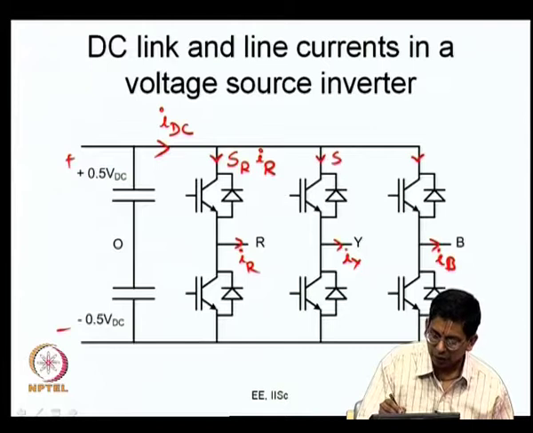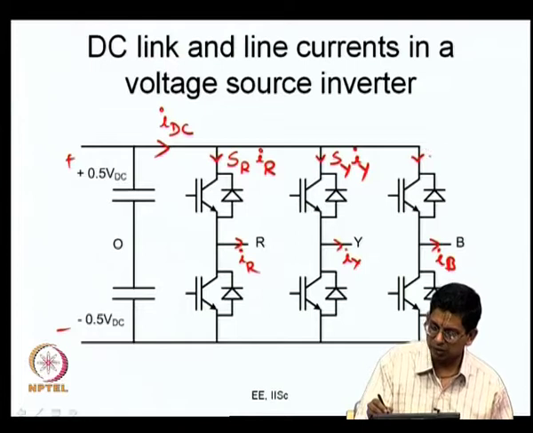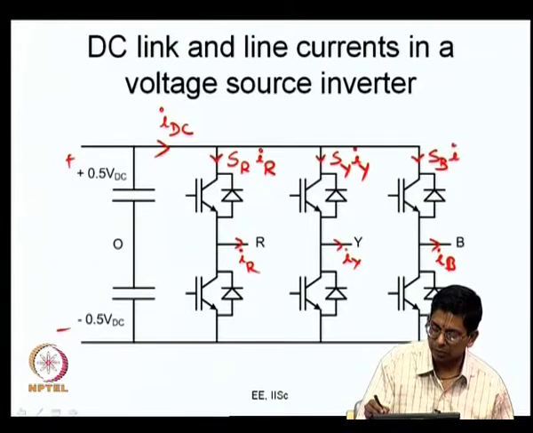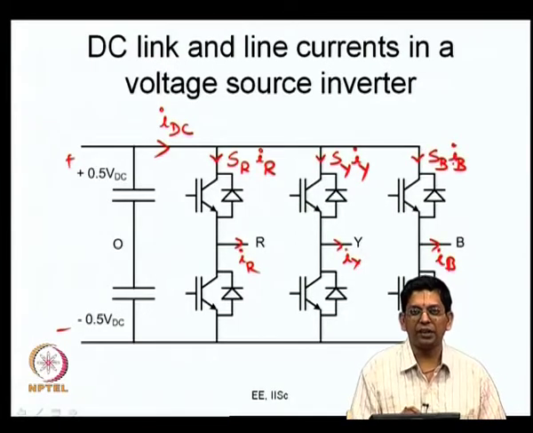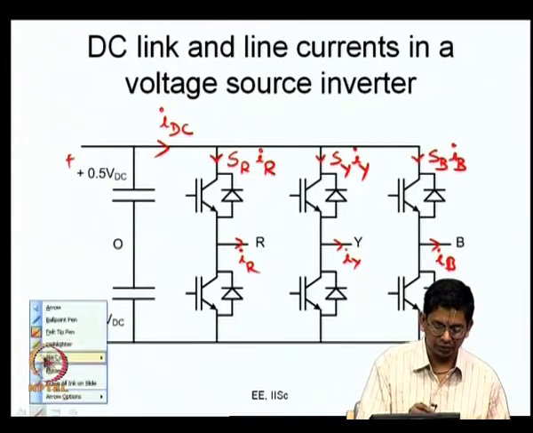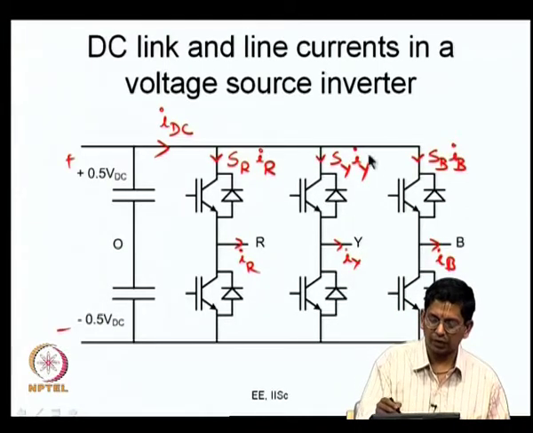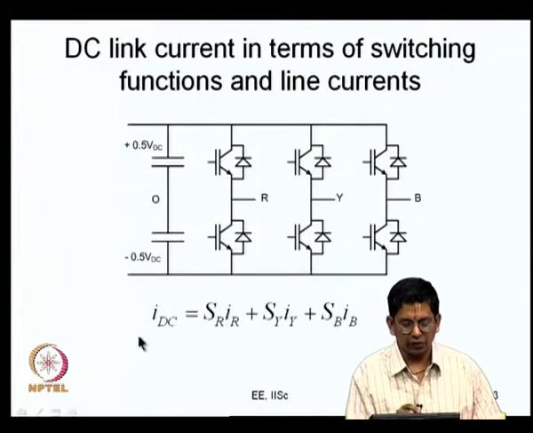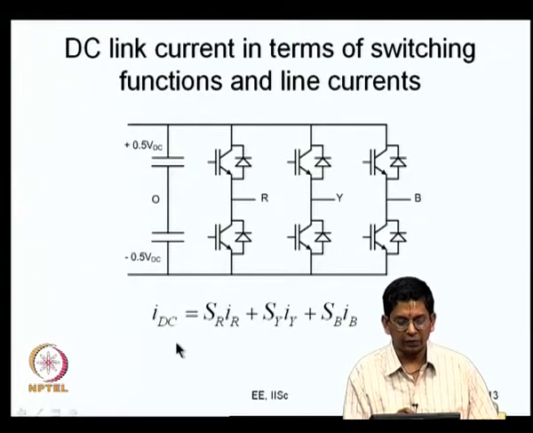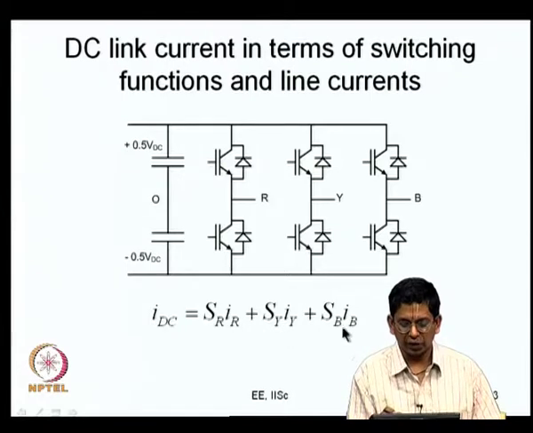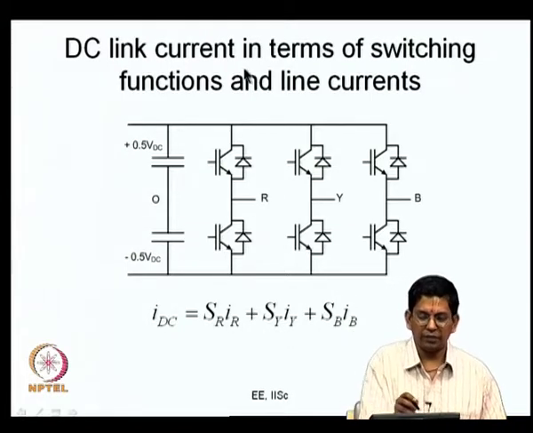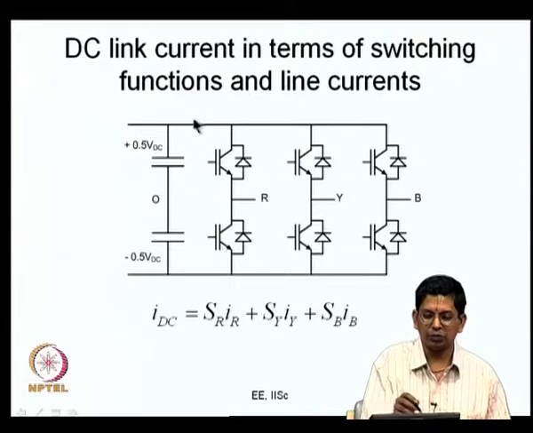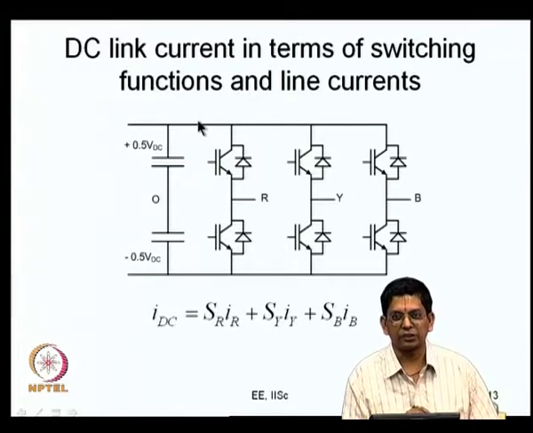And similarly, you can say that this is SY times IY, and this current is SB times IB. And therefore, your IDC is simply the sum of these 3 quantities, SRIR, SYIY, SBIB, and it is just KCL, Kirchhoff's current law. So, this is what is indicated here: IDC is equal to SRIR plus SYIY plus SBIB. So, you have the DC link current available in terms of switching functions and line currents.